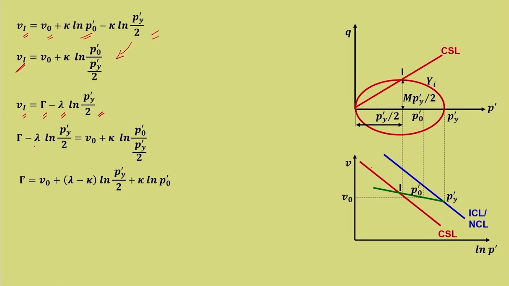So, we can write gamma as v0 plus, you have lambda ln p'y by 2 coming on this side, on the right side, that will be plus, and from here there is kappa ln p'y by 2 minus. So, that will give us lambda minus kappa ln p'y by 2 plus kappa ln p'0.